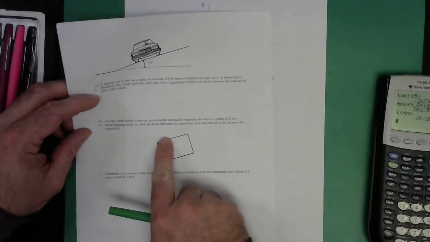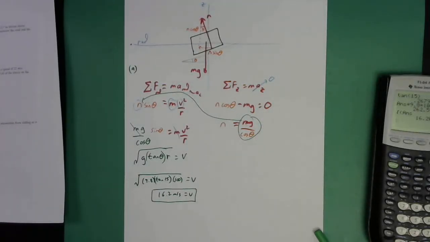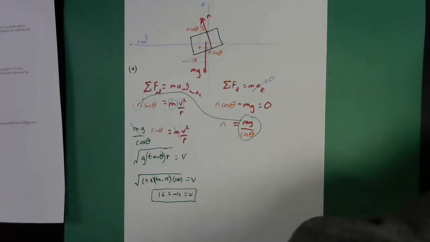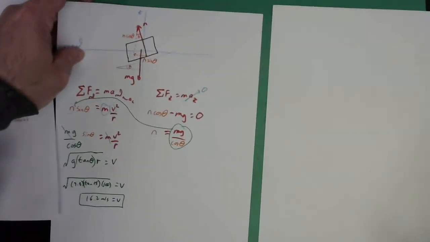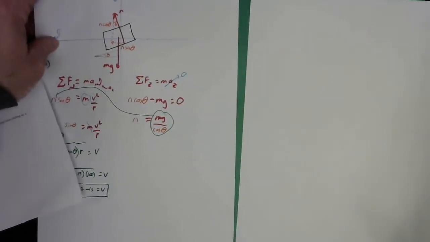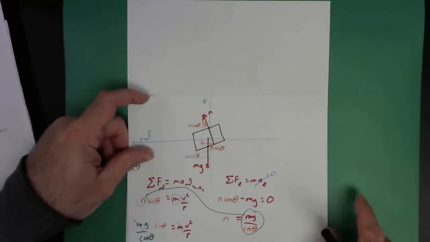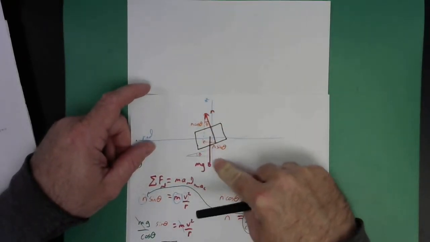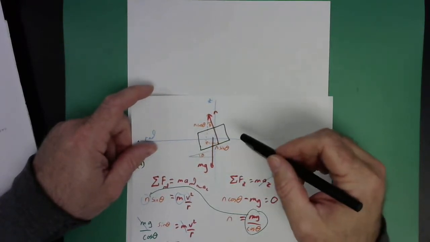On the diagram below, in which the block represents the automobile, draw and label all the forces on the automobile. You say, okay, well, how is this going to be different? Well, this diagram is going to look just like the last one, except now we have friction. So which way is this car going to attempt to slide? I'll still have a gravitational force. I'll still have a normal force. It's going to look the same, except now I'm going to have friction.